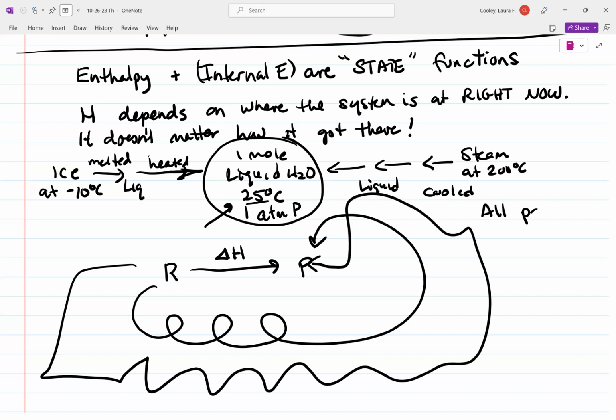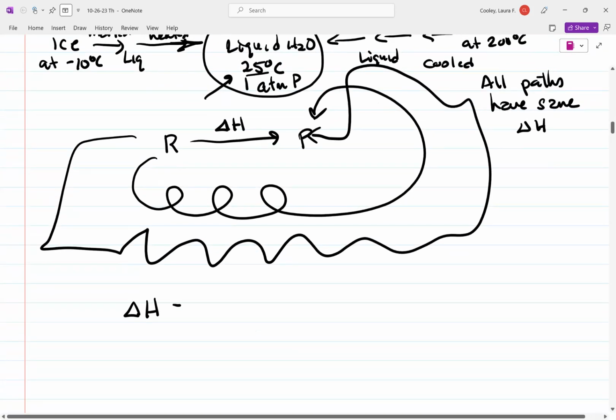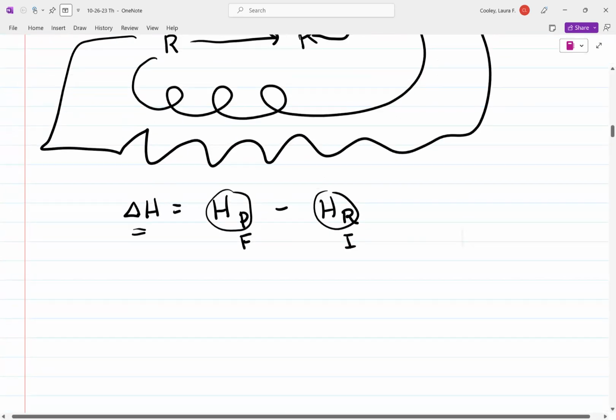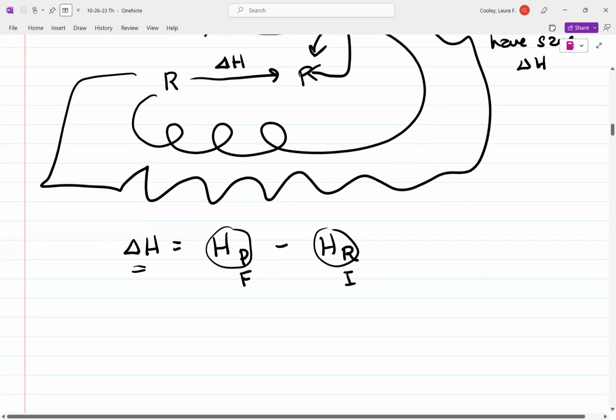All the paths have the same delta H, and that is because delta H is the enthalpy of the products minus the enthalpy of the reactants. That's the final minus the initial. And because these only depend on the current state, as long as that state is the same for final and initial, the change in enthalpy is the same. So this is very nice. It's a very nice thing that allows us to do all kinds of calculations of delta H.